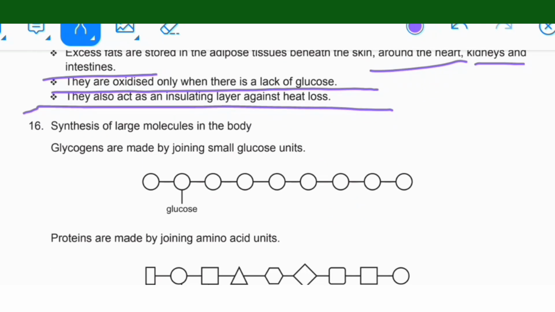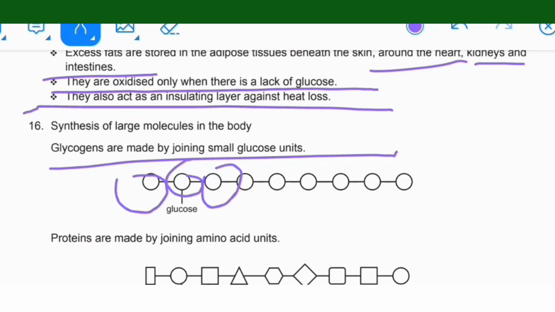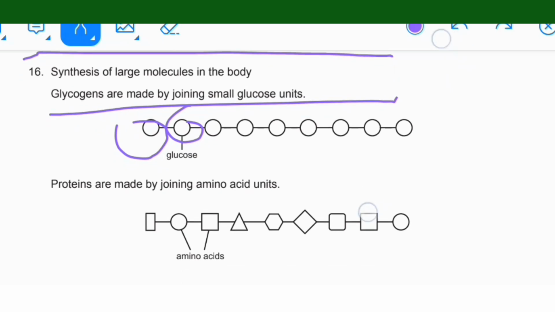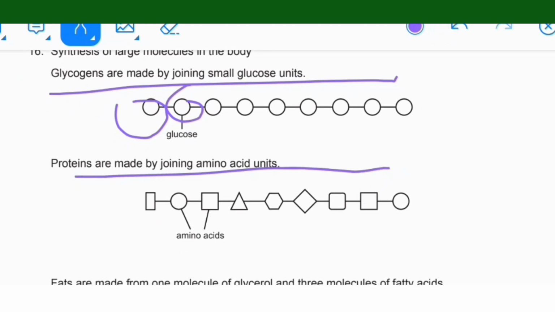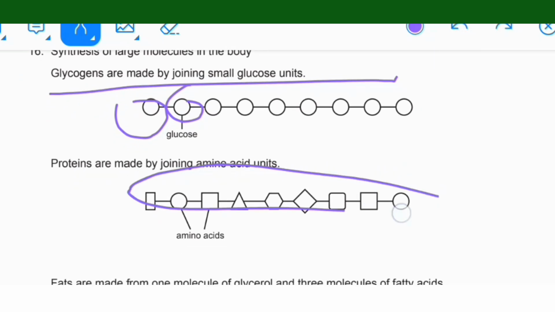In synthesis of large molecules in the body, glycogen is made up of joining small glucose units together. That's glycogen. So glucose to glycogen, that conversion is done by insulin. And when you combine small glucose units together, you have what is called glycogen. So proteins are made by joining amino acid units together. So when you combine them together, you get what's called protein.